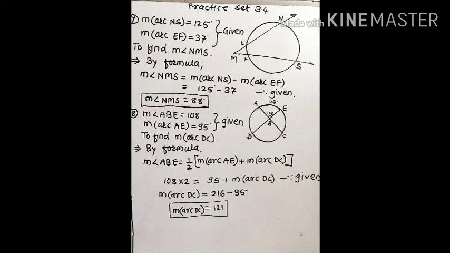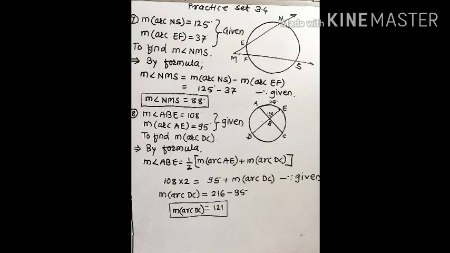Now 8th question. What is given? If we see in the figure, the two chords AC and DE intersect each other in point B inside the circle. Also, the measure of angle ABE is given as 108. Measure of arc AE is given as 95. And we have to find the measure of arc DC, which is opposite to the arc AE.